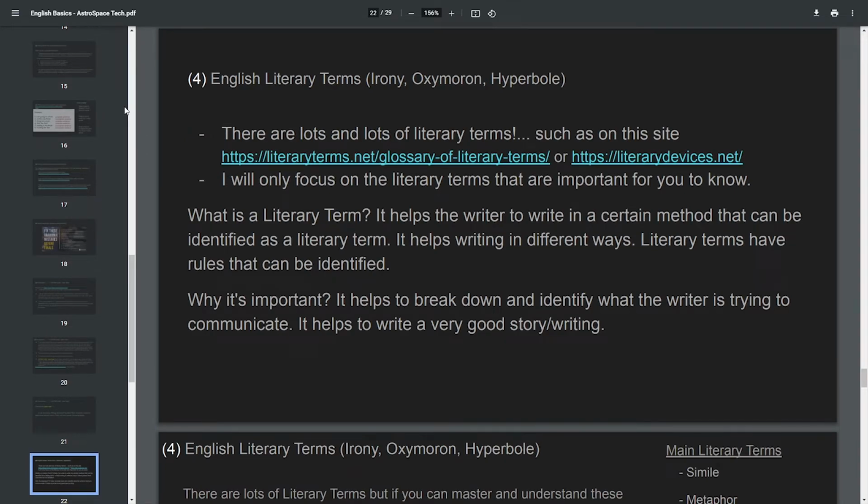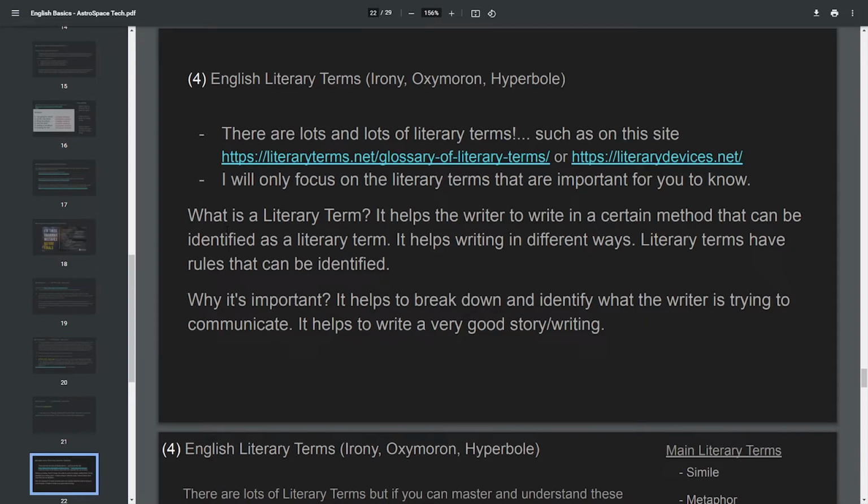So the fourth thing I'm going to be talking about is literary terms. There are lots and lots of literary terms, such as on these two sites. But I will focus on literary terms that are important for you to know.